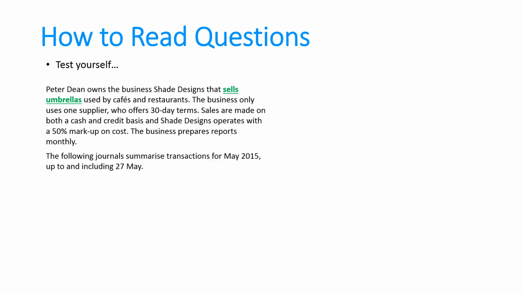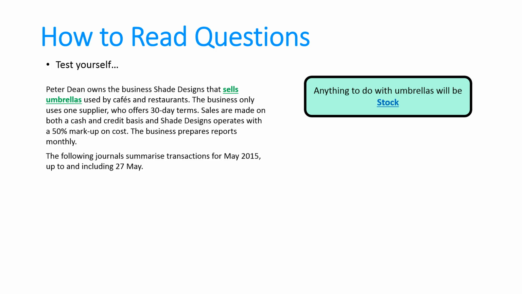First of all, the first bit of info that I think is important is it says this business sells umbrellas. Why is that important? Well, anything I see to do with umbrellas in the question is going to be stock. If I'm buying it, that goes in stock control. If I'm selling it, that's a revenue.